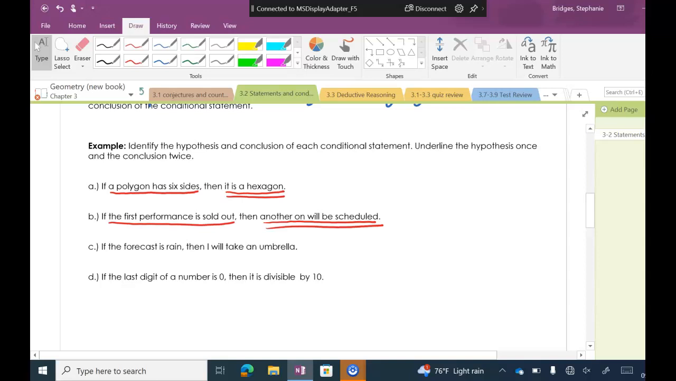What's my hypothesis for C? The forecast is rain, so that gets underlined once. And then my conclusion is? I will take an umbrella. Okay. And then for D, if what? Then it is. There you go. That's not hard stuff, right? So in your homework, I believe that's the first thing you'll have to do, underline the hypothesis and the conclusion. All right. Flip it over.